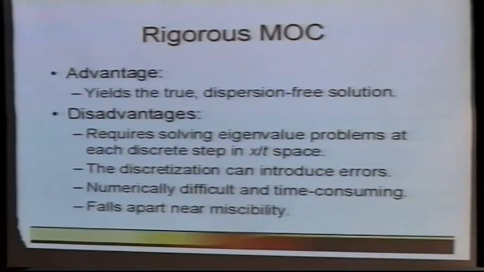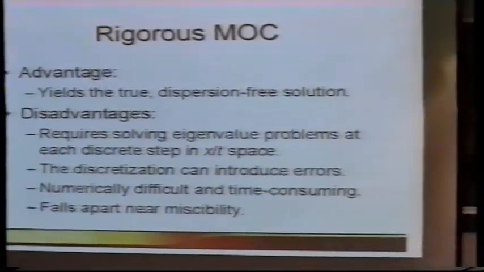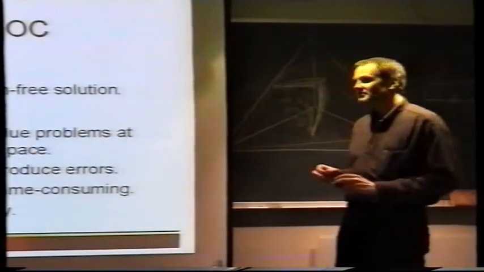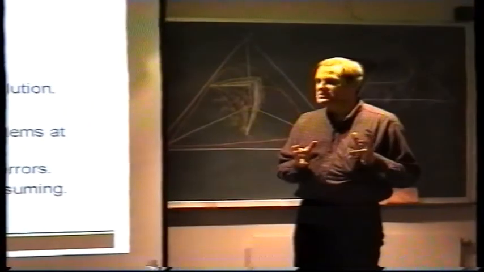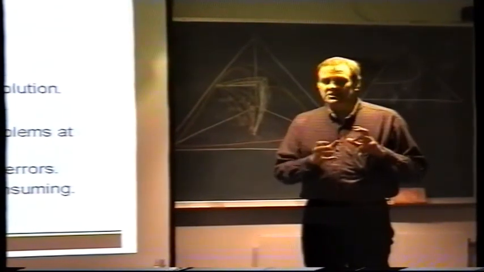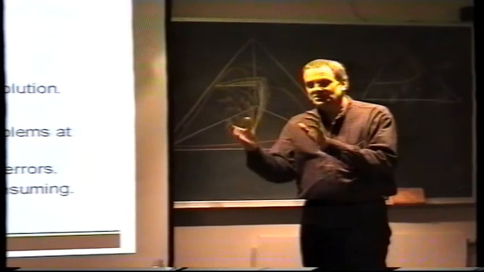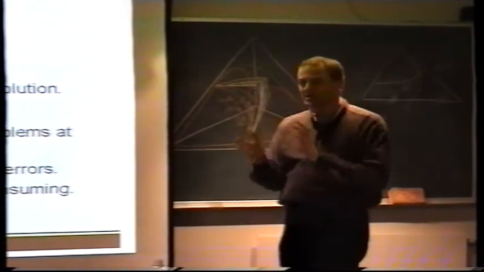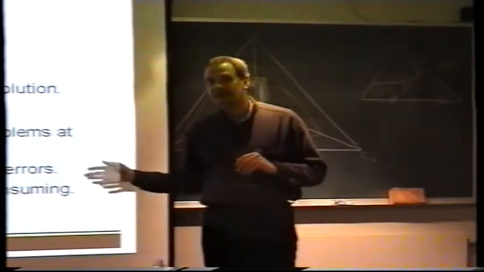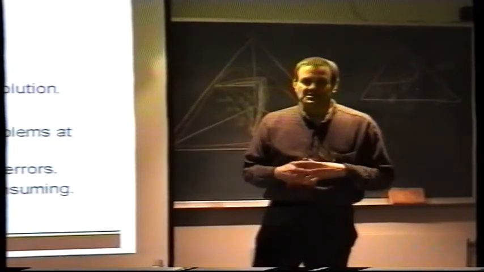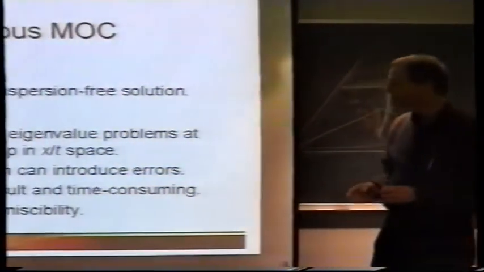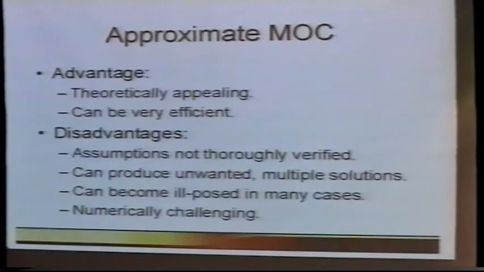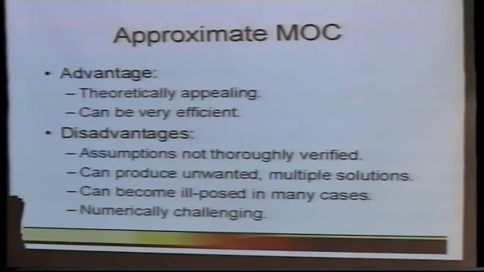I don't think even the guys at Stanford have published a case where they show the entire composition path anywhere near miscibility. They show it for immiscible systems, and they say, well, you know, you'd extend this technique at higher pressures until you reach miscibility, but they've never done it because I don't think their algorithms are rigorous enough to solve the whole problem near miscibility. Okay? So that leaves us with the approximate method of characteristics.